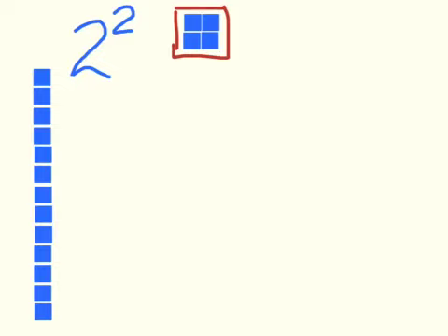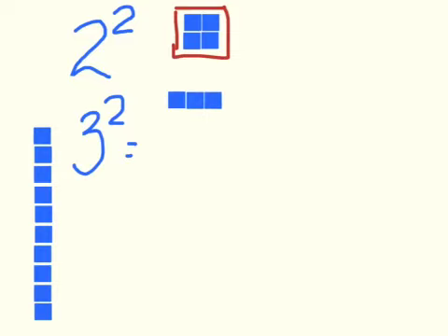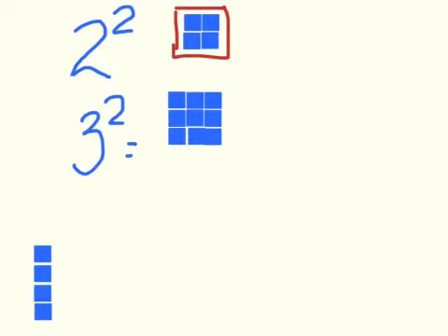Well, let's see if it works for another number. Let's try 3. 3 squared is equal to 3, 1, 2, 3, taken 3 times. So that's once, 2, 3, that's twice. 1, 2, 3. 3 taken 3 times is 3 squared, and it makes a square. Pretty cool, huh? That's why it's called 3 squared.